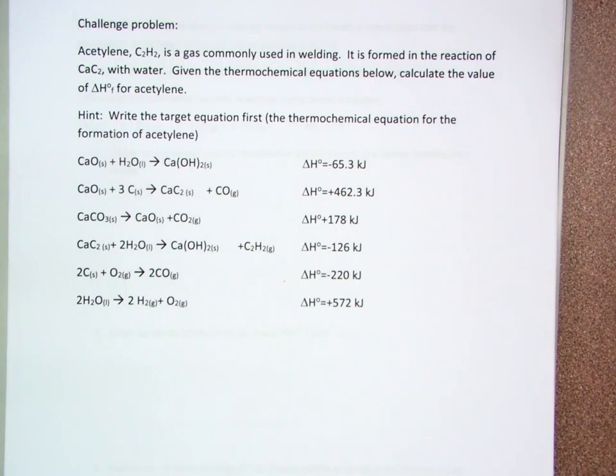Okay, on the next page is a really hard problem. This is a Hess's law problem with a twist because it involves enthalpies of formation. Now, for my morning class, I gave this to them as a take-home quiz because they had already done that other problem that I just assigned to you as a take-home quiz. They turned it in today.